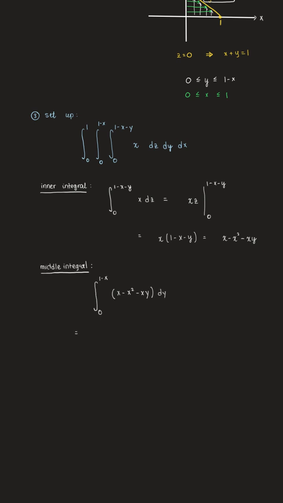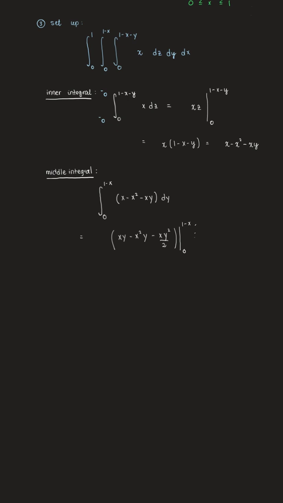So integrating with respect to y, we're holding x constant. We have an xy minus x squared y. I could have factored out an x here, but I didn't think of doing that. Minus xy squared over 2. And this is from 0 to 1 minus x. And remember, these limits of integration are with respect to y.